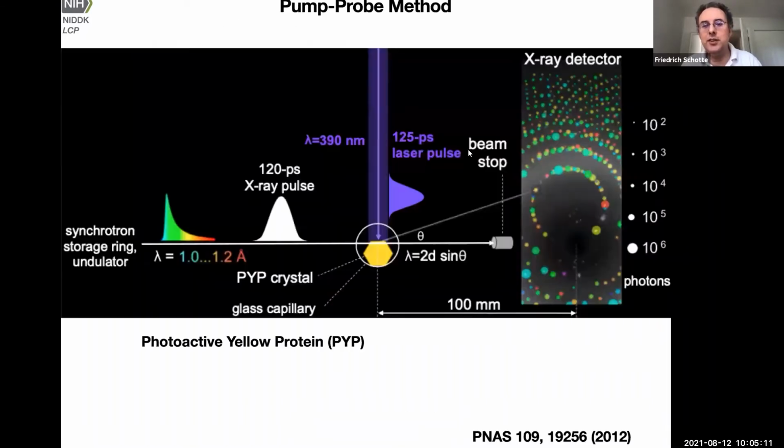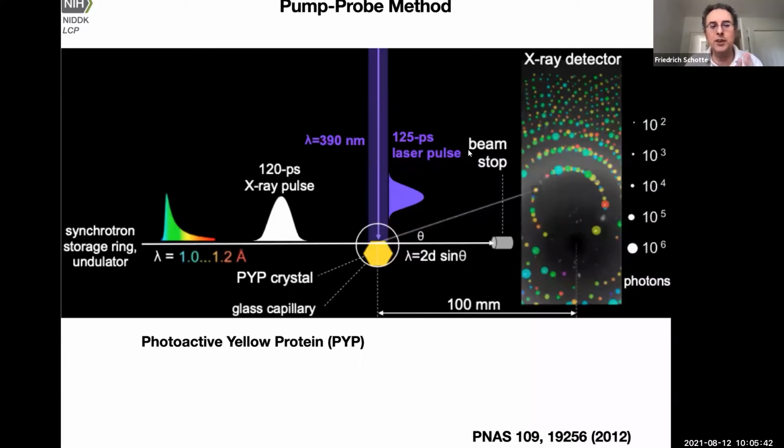So we are interested in time-resolved studies of biomolecules, for example, protein dynamics. One of the methods we have been pioneering is the pump-probe method, like laser pump X-ray probe, to study very fast kinetics in biomolecules. We have this model system, the photoactive yellow protein, which is a bacterial photosensor. And we use this as a showcase to develop this technique.